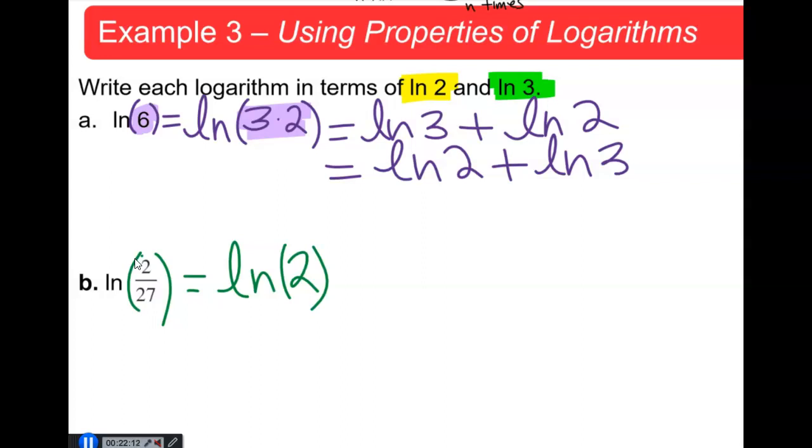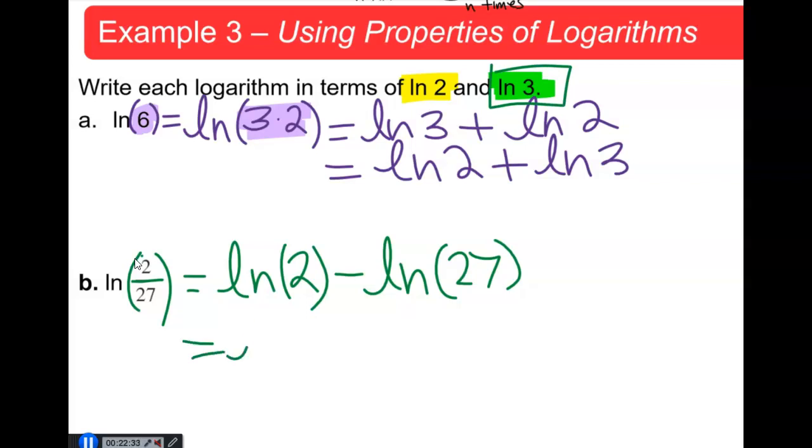So here, from the quotient property, we go to the difference of 2 logs, or in this case, natural log. So ln of 27. Now here, we're not really doing what they ask us to do, because we need to write everything in terms of natural log of 2 or natural log of 3. So what I need to do is change the ln of 27 so that it reflects this one here.